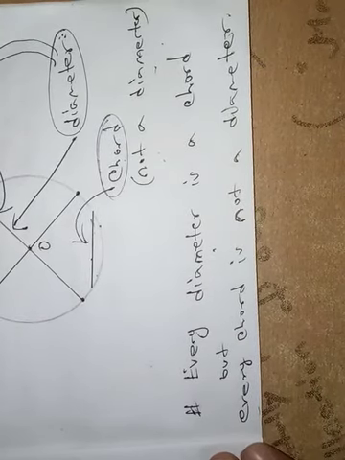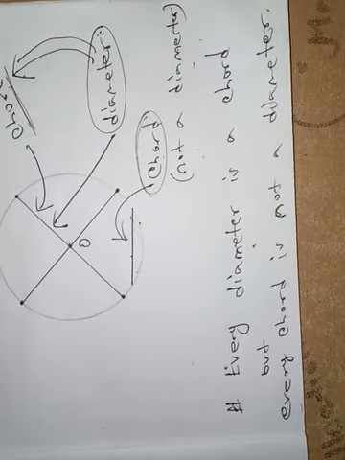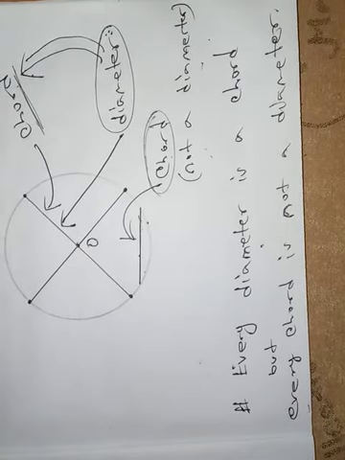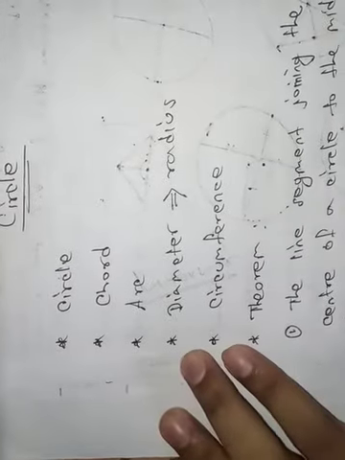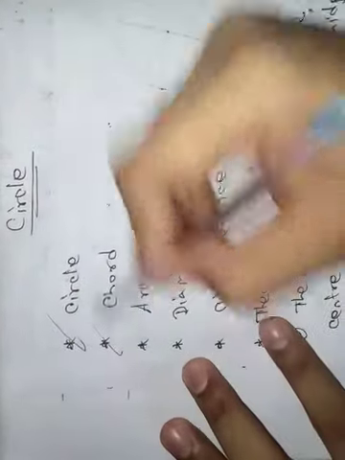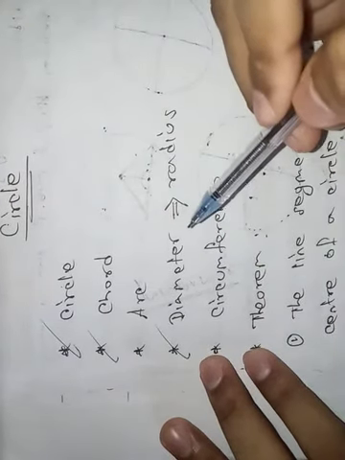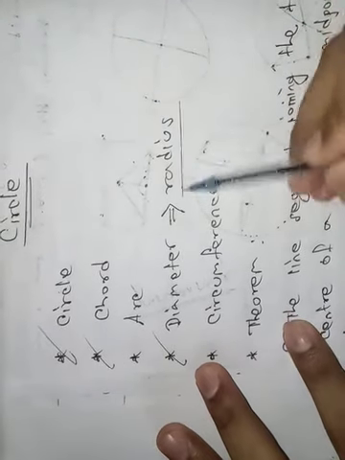Hope you have fully understood the diameter and chord and the difference between chord and diameter. Our next point is: we have learned what a circle is, what a chord is, and we also learned what a diameter is. Now we'll see what a radius is.